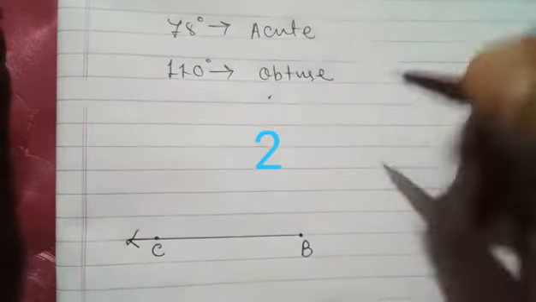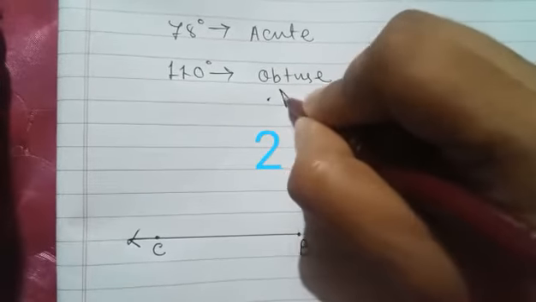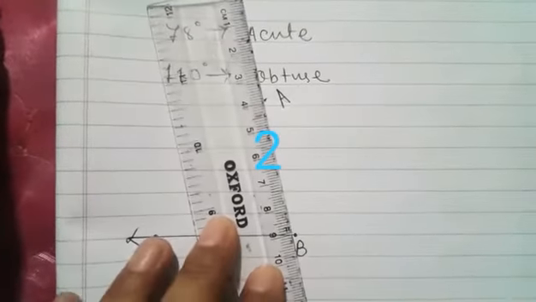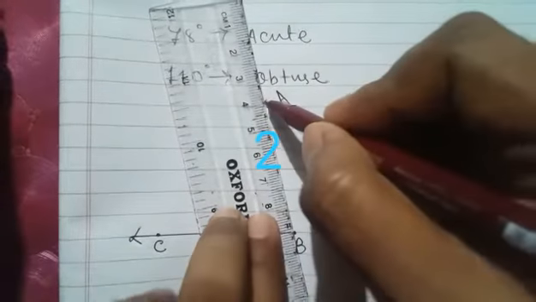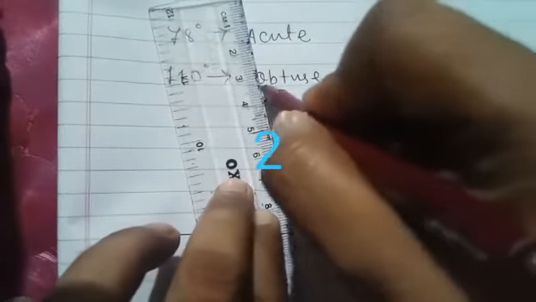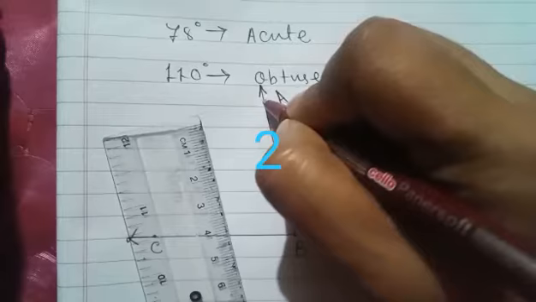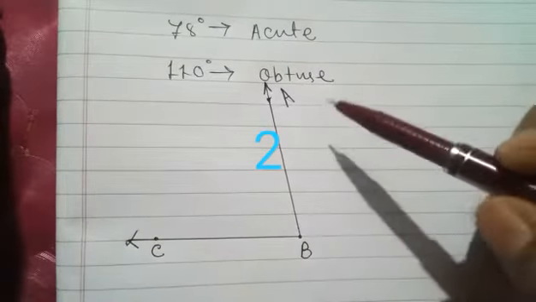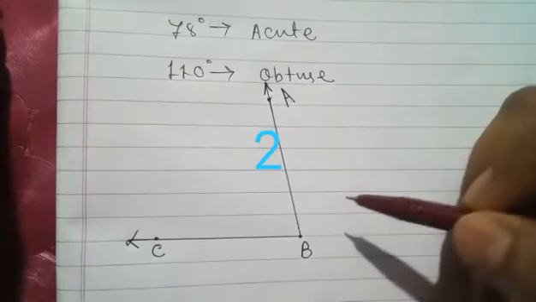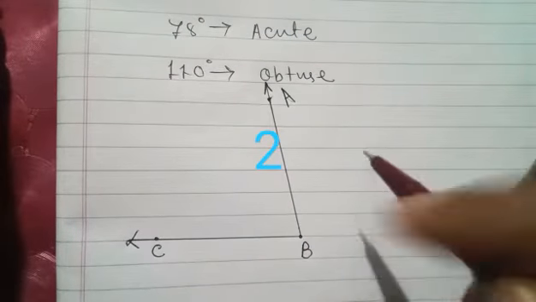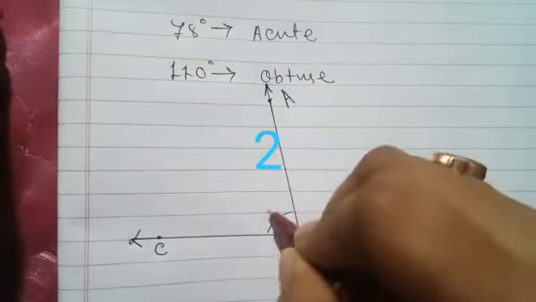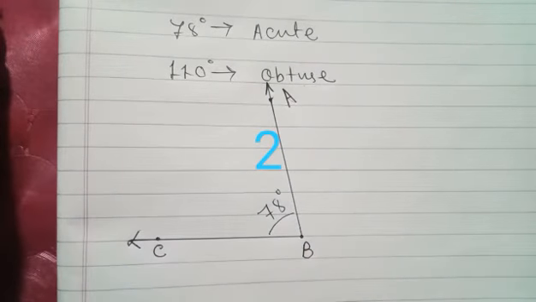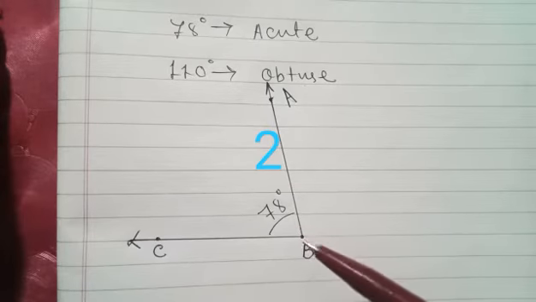Okay, so mark this point as A, join A and B and extend it a little bit, then AB will be the other ray of the angle. And you know when two rays meet at a common point an angle is formed. So ABC will be here 78 degree, an acute angle is formed. Okay, so here this acute angle is drawn using the upper scale.